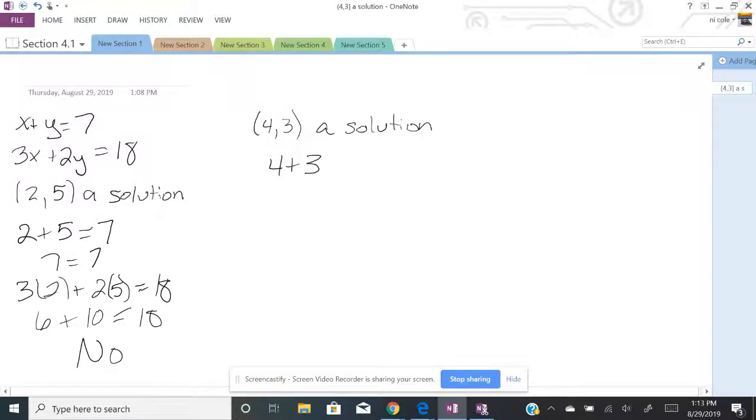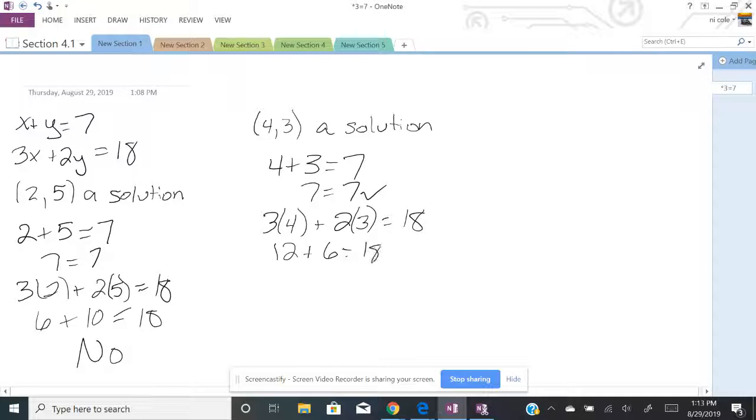4 plus 3, is that equal to 7? 7 equals 7. That checks. Now, what about 3 times 4 plus 2 times 3? Is that equal to 18? 3 times 4 is 12, plus 2 times 3 is 6, and that is equal to 18. Okay? So yes, this one is a solution.